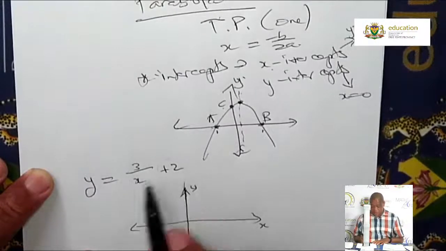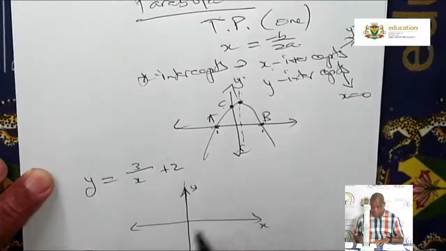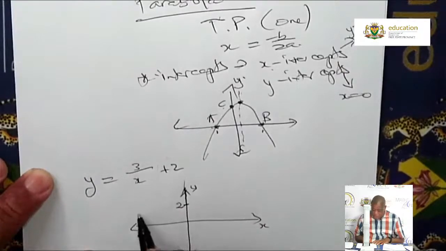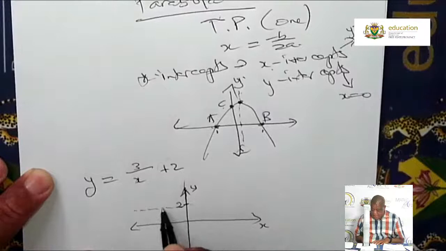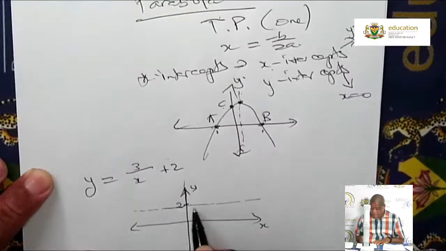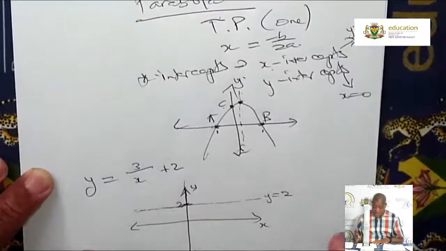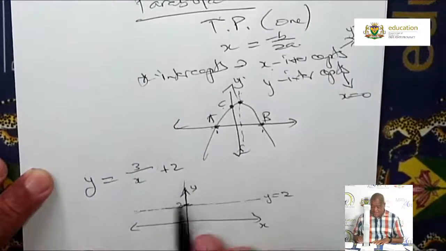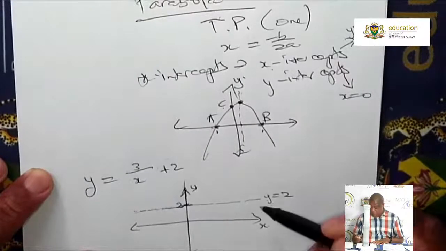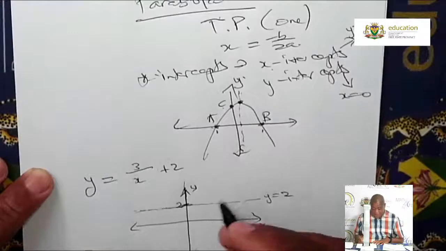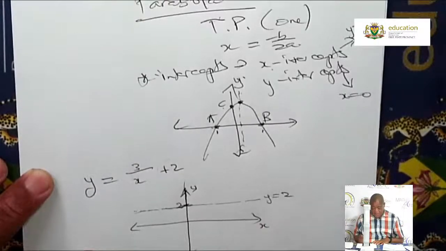Then I also have y equal to 2 as my horizontal asymptote. I go to where y is equal to 2. It means I will have this line, which is passing through the 2 there. That's the line y equal to 2, now serving as my horizontal asymptote. Once I've done this, already I've got a mark. For giving that asymptote, I will get a mark.